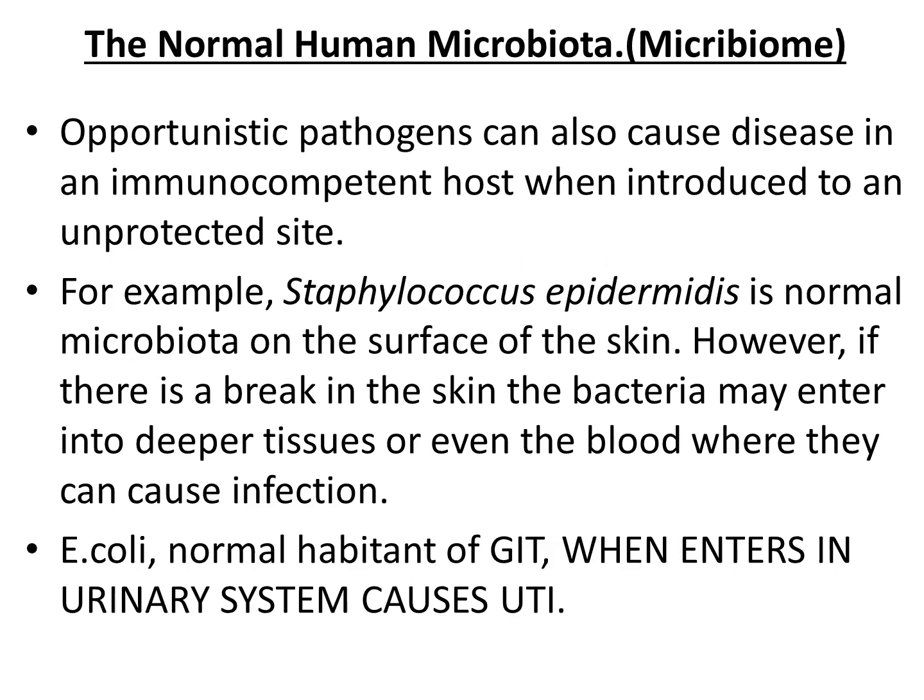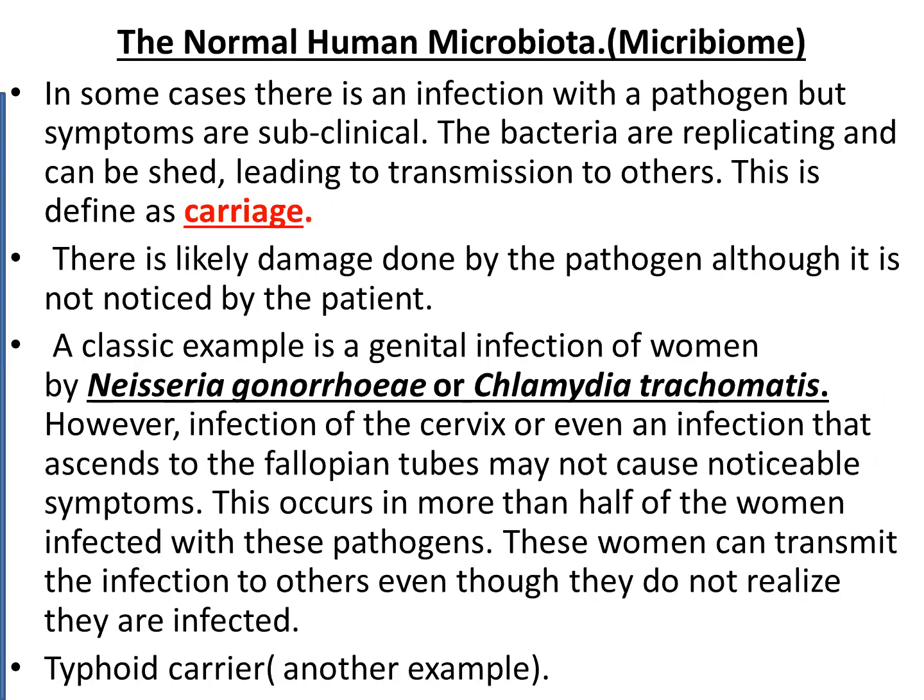E. coli is another example. E. coli is a normal inhabitant of the GIT, but when it enters the urinary system, it causes UTI. A classic example is genital infection of women by Neisseria gonorrhoeae or Chlamydia.